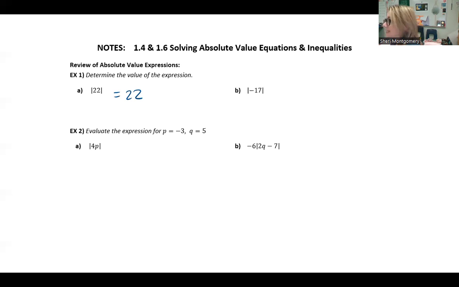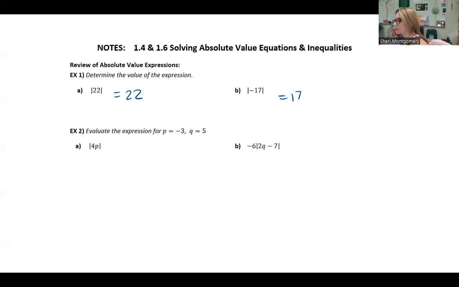So this is a distance. A distance is always positive. It doesn't really matter if I say how far away am I from the door or how far away is the door from me. It's still going to be the same distance. So how far away is negative 17 from zero? It's just a distance of 17.